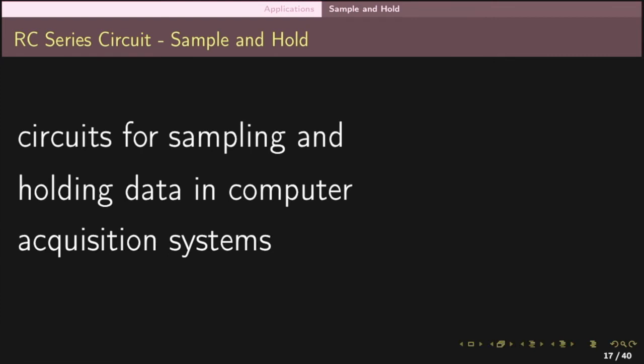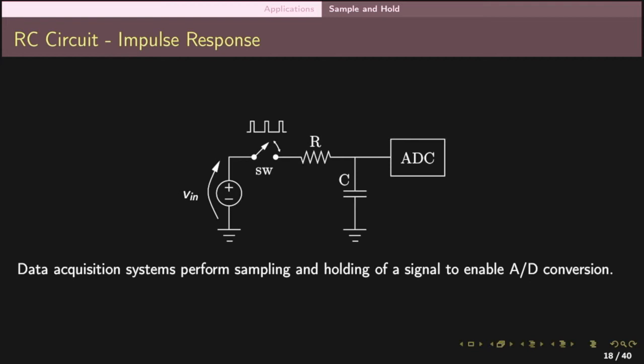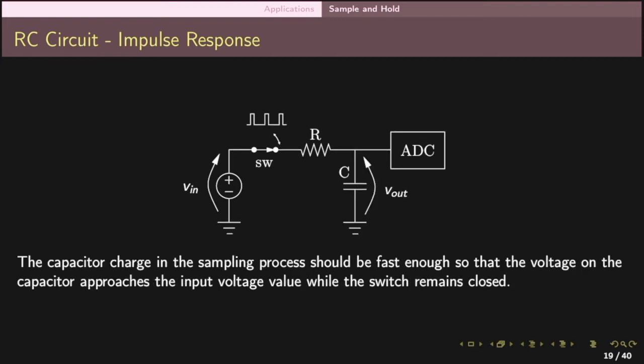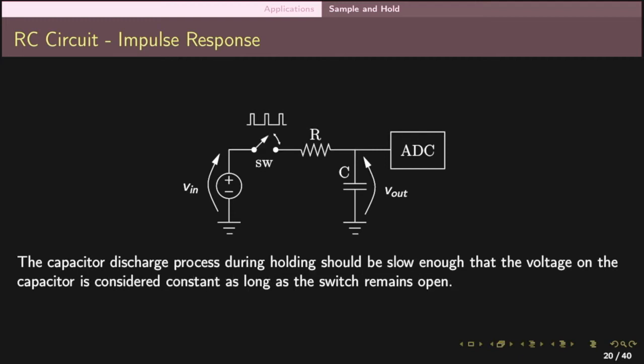Circuits for sampling and holding data in computer acquisition systems. Data acquisition systems perform sampling and holding of a signal to enable AD conversion. The capacitor charging sampling process should be fast enough so that the voltage on the capacitor approaches the input voltage value while the switch remains closed. The capacitor discharge process during holding should be slow enough that the voltage on the capacitor is considered constant as long as the switch remains open.